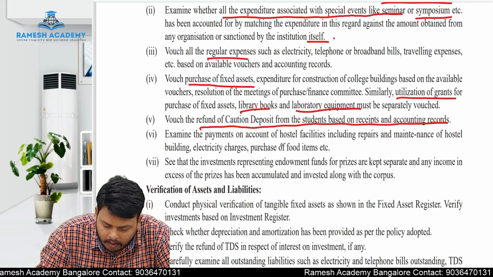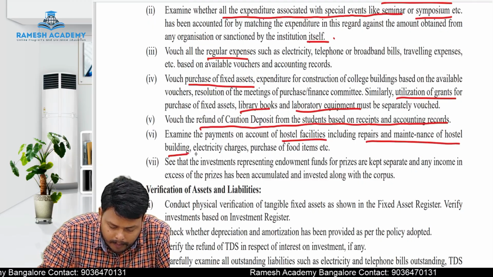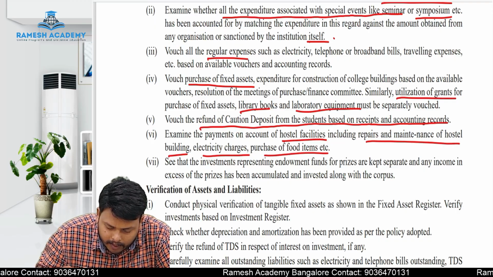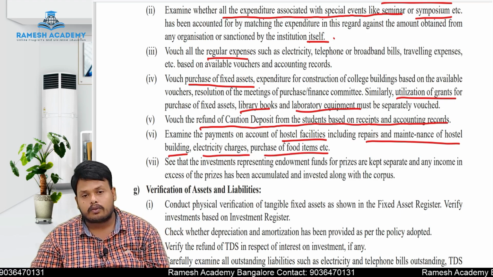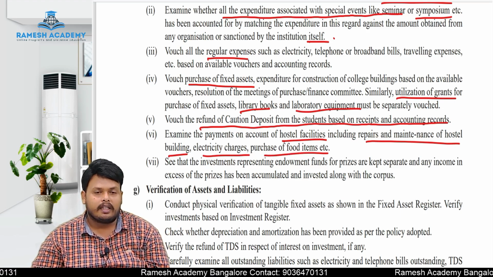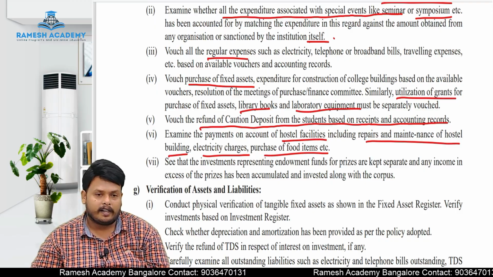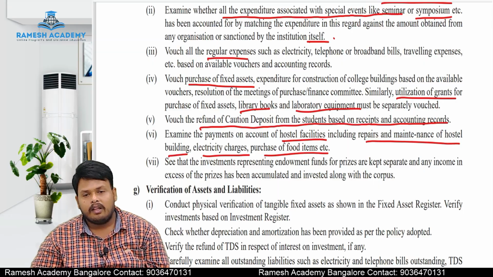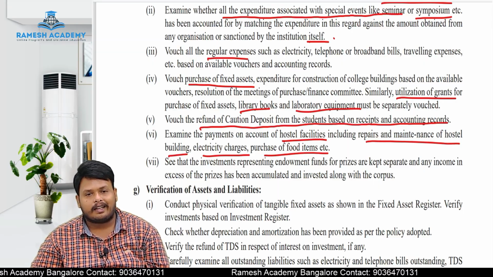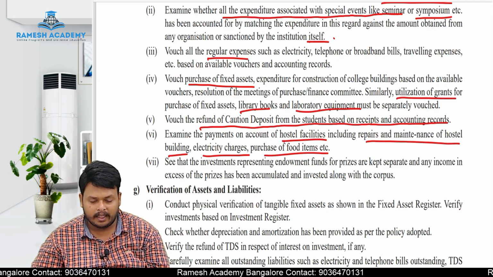Examine the payment on account of hostel facilities, including repairs and maintenance of hostel building, electricity charges, purchase of food items, etc. So the auditor has to verify, if an educational institution is associated with a hostel, whether the hostel fees are being collected on time or not, and whether hostel expenses such as rental for the hostel building, maintenance fees for the hostel building, electricity charges and purchase of food items are vouched properly by the auditor.